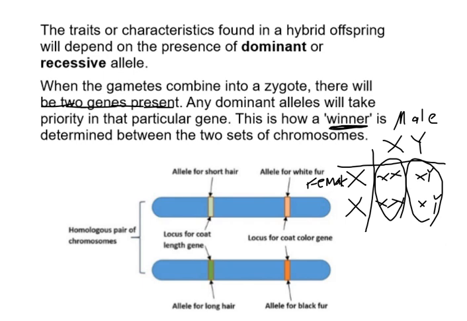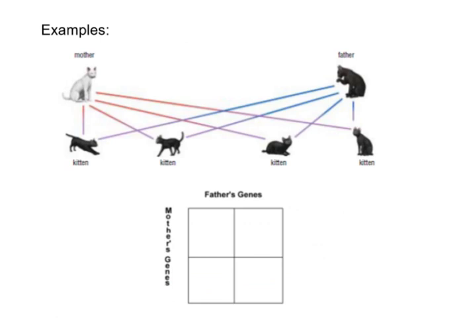The winner, though, depends on who happens to be the dominant one. Does that make sense? I feel like I'm repeating myself, so I'm going to move on here. Most of you seem to be nodding. Okay, so let's do an example. This is really the crux of what our point is today.